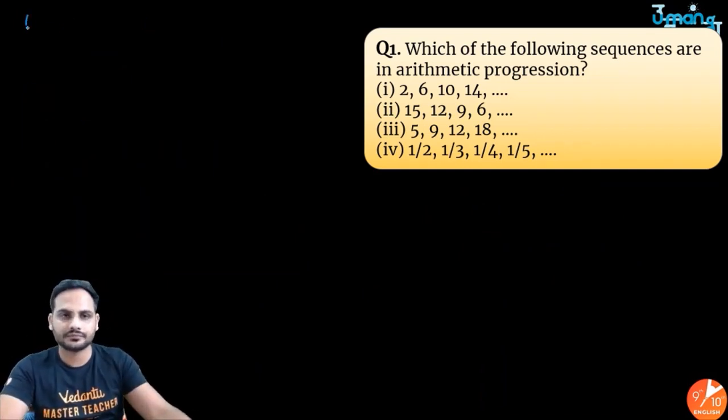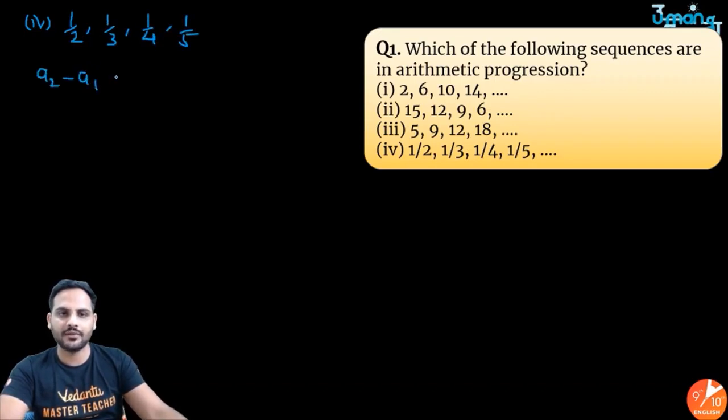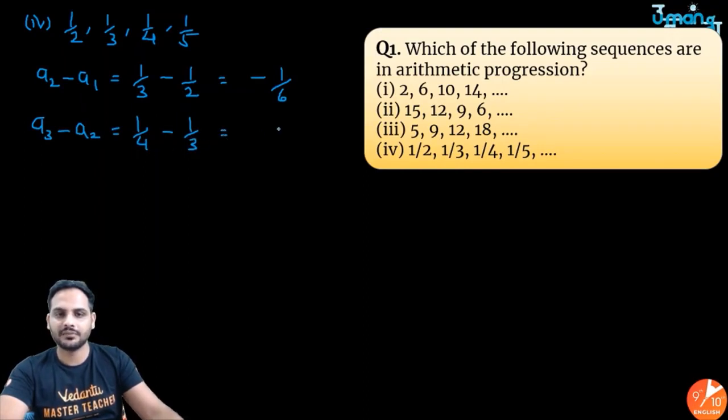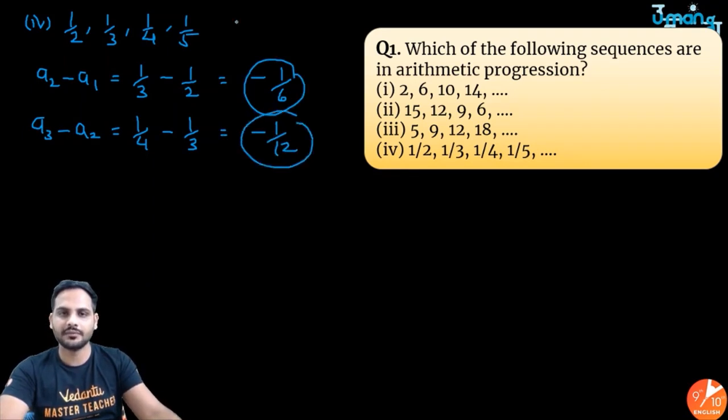Okay, and if you look at the fourth one, 1 by 2, 1 by 3, 1 by 4, 1 by 5. So if I do a2 minus a1, I am getting 1 by 3 minus 1 by 2. If you take LCM, you will get minus 1 by 6. If I do a3 minus a2, that is 1 by 4 minus 1 by 3, so it will be equal to what? LCM 12, 3 minus 4, again minus 1 by 12. So you can see the common difference is not the same, so it is not an AP.